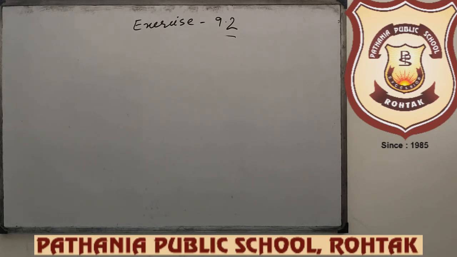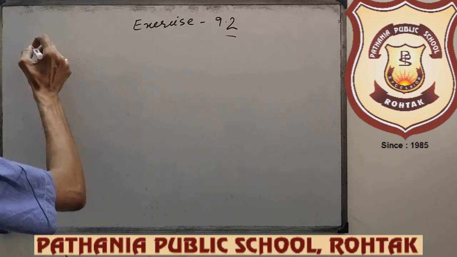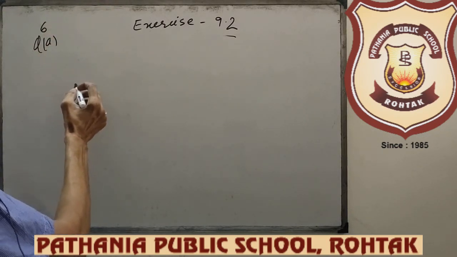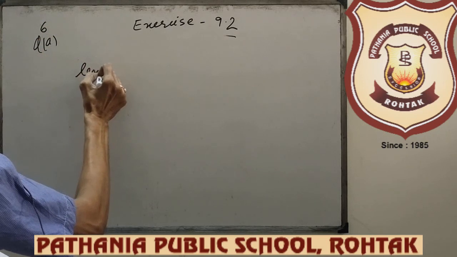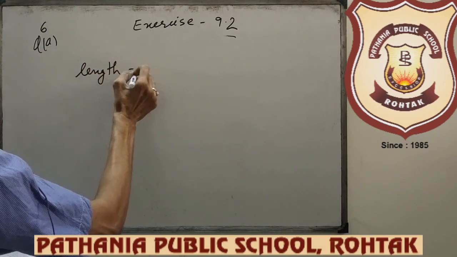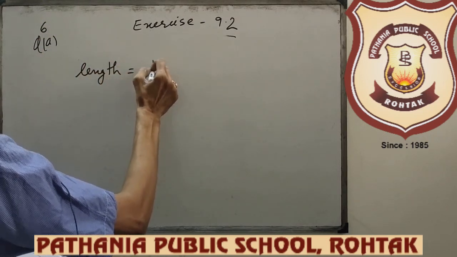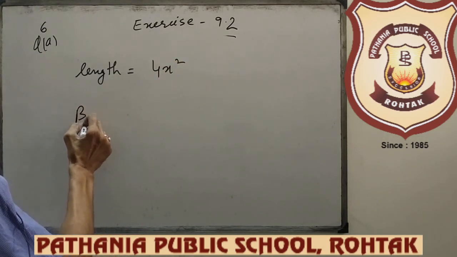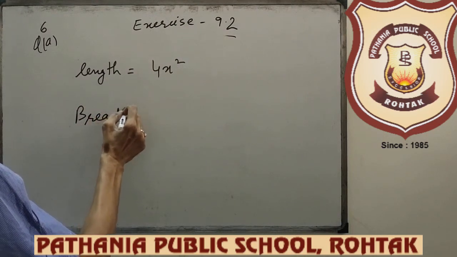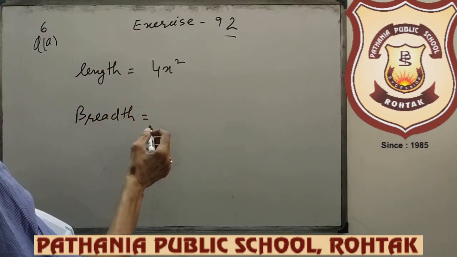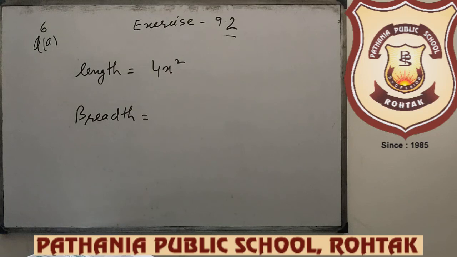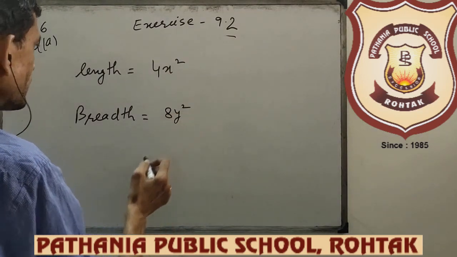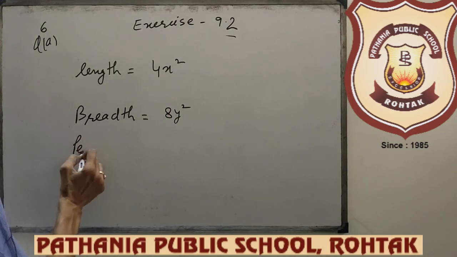First part, 6th A part, question number 6. Length is 4x square and breadth is 8y square. We have to find the perimeter.